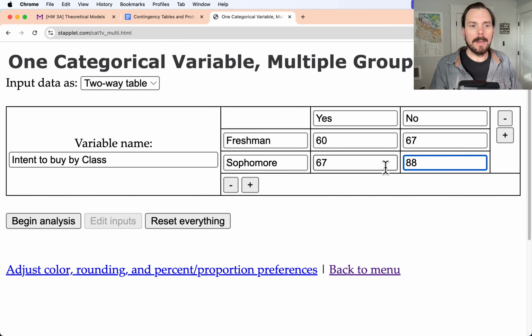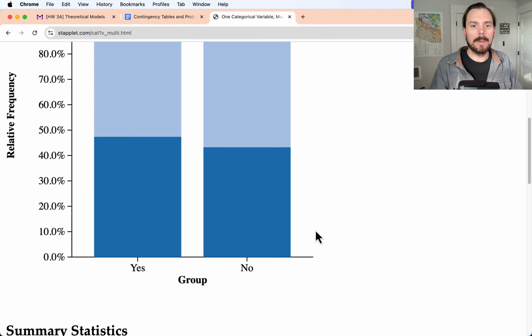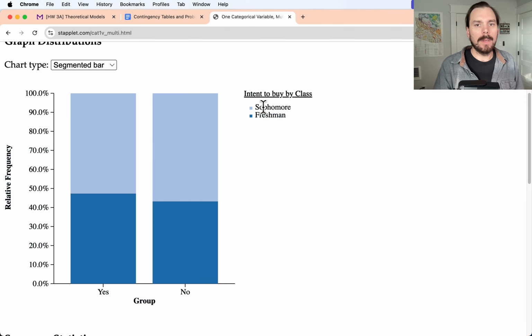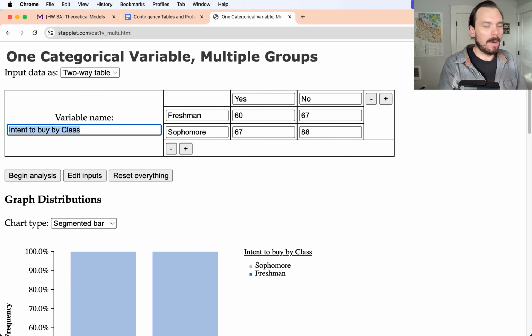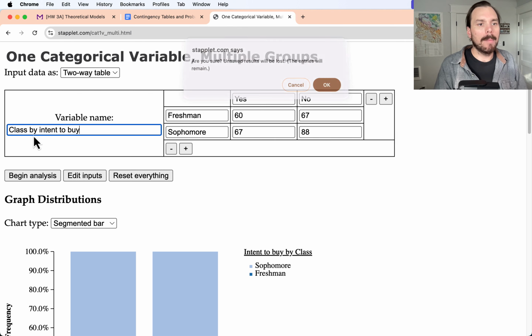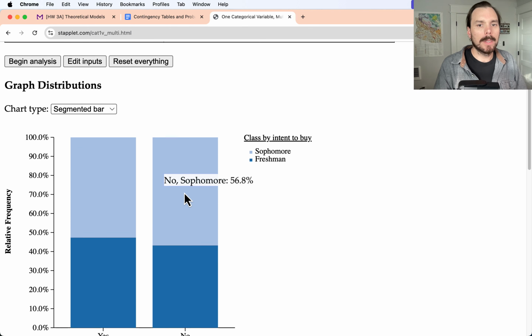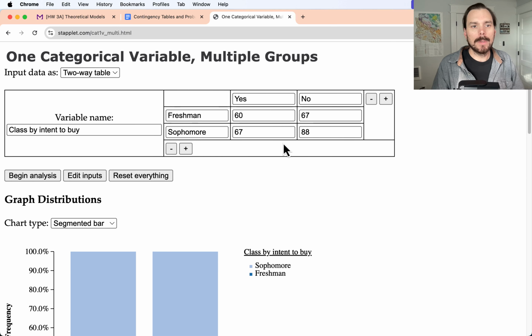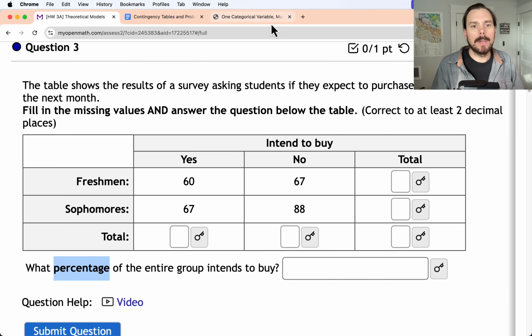With all these data in, I can begin analysis and it will give me a graph. And you'll notice that this is what I was commenting on, is that it's highlighting the freshman and sophomore, not the intent to buy. So actually I did this label wrong. This should be class by intent to buy. We usually do y by x or y versus x when we do this. And here we're making the y value the class, which doesn't really make sense. It would make more sense to arrange it by class in the bottom, look at freshmen versus sophomores, and see how that yes-no comparison looks. So first I'll just answer this question and then I'll rearrange it in a slightly better way.